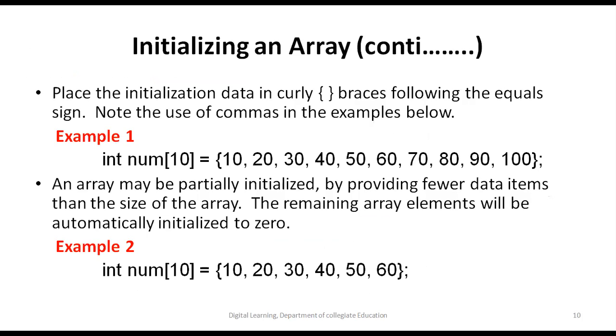To initialize an array, we need to place the initialization data in curly brackets following the equal sign. Also, an array can be partially initialized by providing a few data items, and later on it can take values during execution, but before assigning the values, the remaining elements will be initialized as 0.